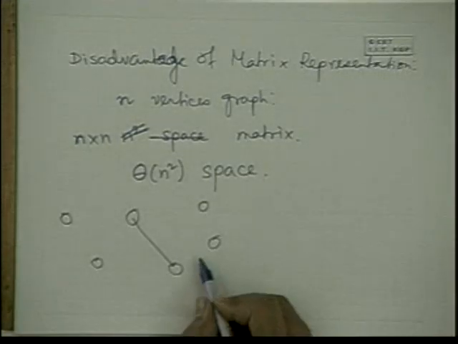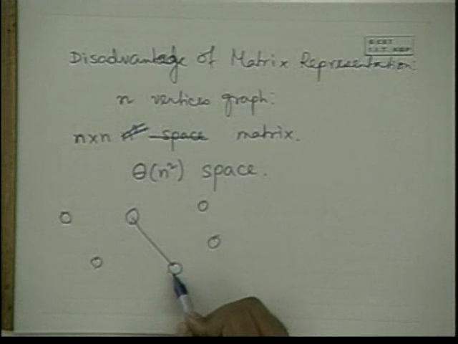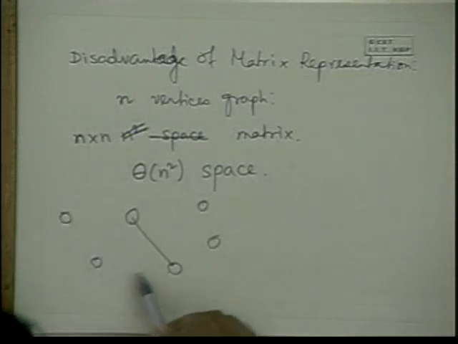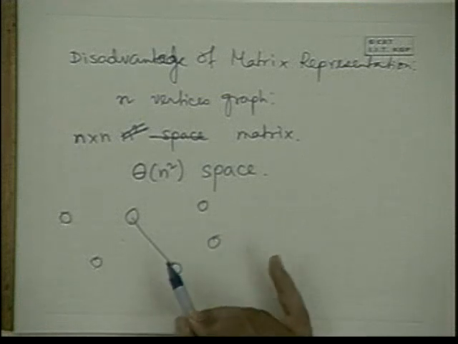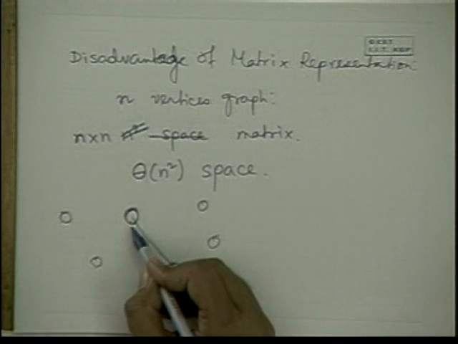Now this is a graph. We have 1, 2, 3, 4, 5, 6 vertices, but there is only a single edge. But to represent this graph, you will require a 6 by 6 matrix. Most of the entries will be 0. So this is a very sparse graph where the number of edges is very small, but the representation is still taking order of n square, or theta of n square. So that is not very good.